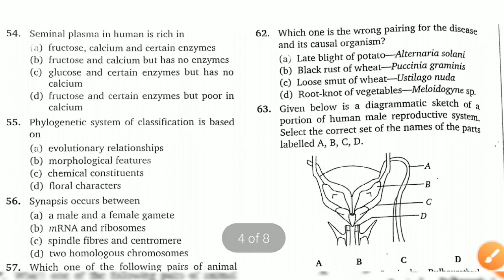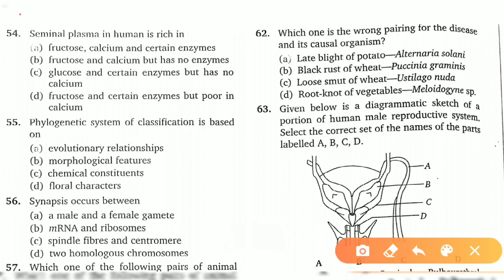Now, question number 54. The seminal plasma in humans is rich in fructose, calcium and certain enzymes. Fructose and calcium but has no enzyme. Glucose, certain enzymes but has no calcium. Fructose and certain enzymes but poor in calcium. So the answer is fructose, calcium and certain enzymes.